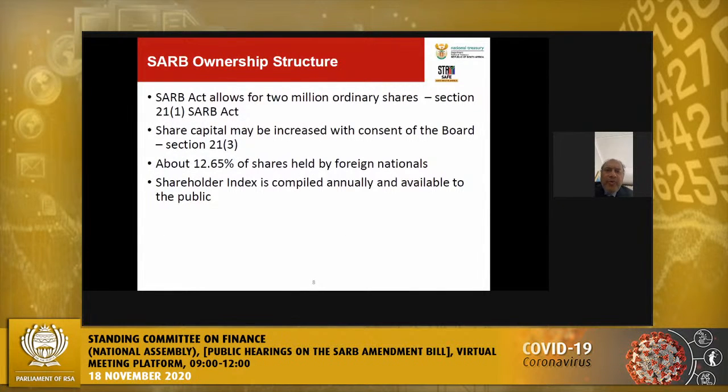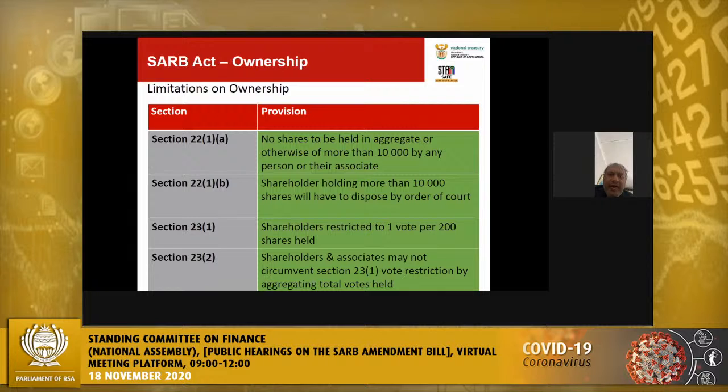Chair, I won't go into this. I think most members will know it, but the SARB Act allows for 2 million ordinary shares. The share capital can increase. Currently, the SARB does publish a shareholder index, and about 12.65% of shares are currently held by foreign nationals. Move on. And these are the sections that deal with it, so I won't deal with this. It's just for the members' own information. Next slide.